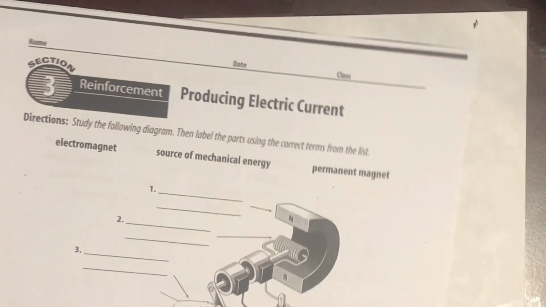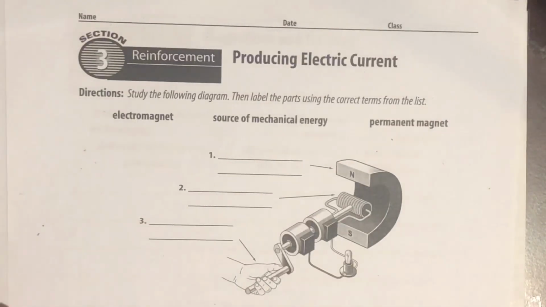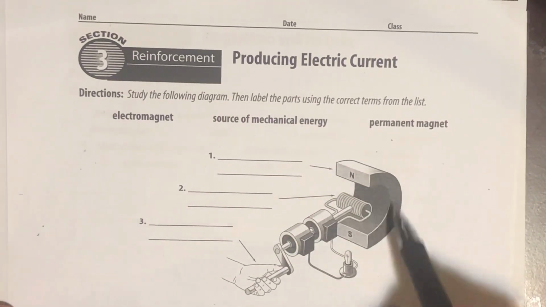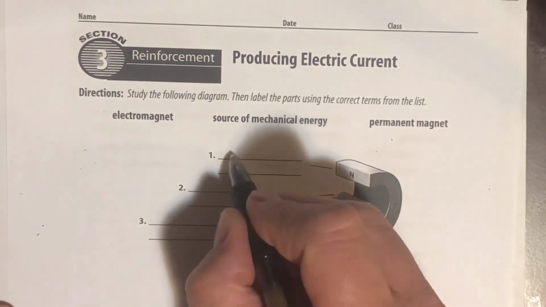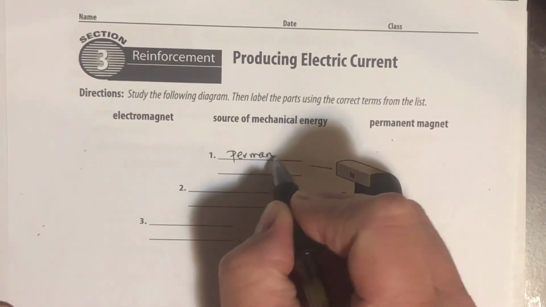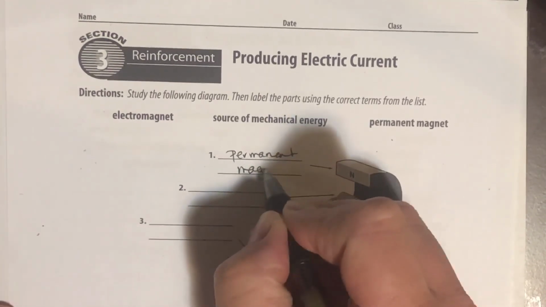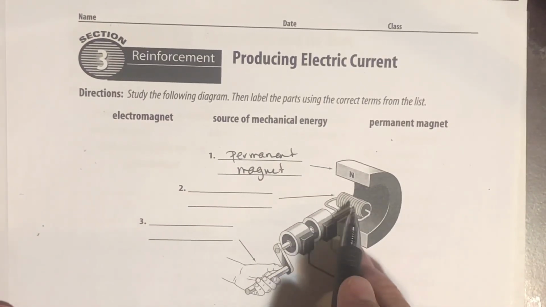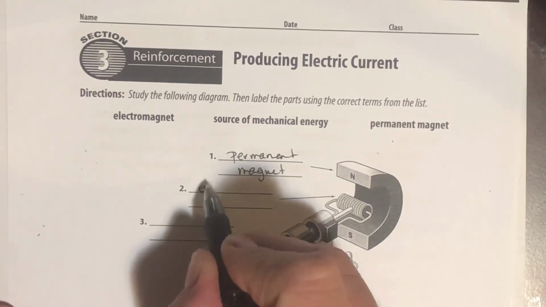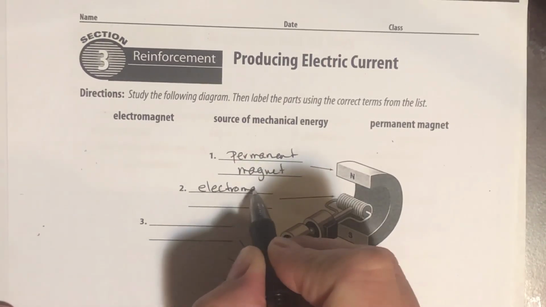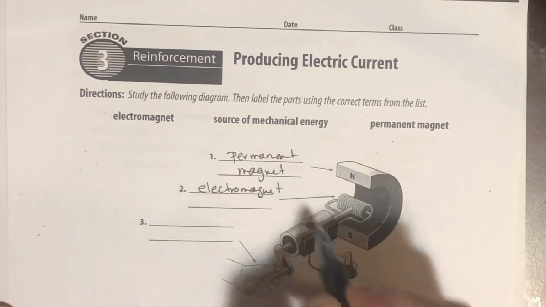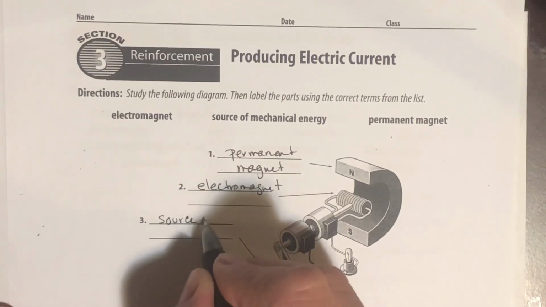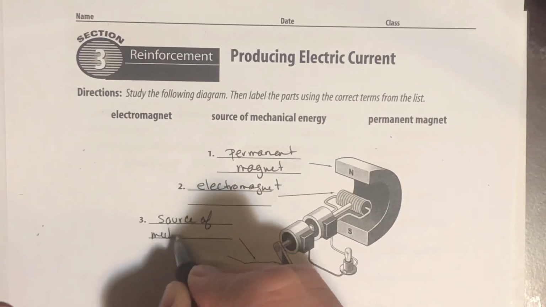Section 3. If we're looking at this diagram here, label the parts using the correct terms. This is showing a permanent magnet, so number 1 is a permanent magnet. Number 2, this coil is going to be going in and out of this, so this is going to be an electromagnet. And this, we're turning it, so this is our source of mechanical energy.